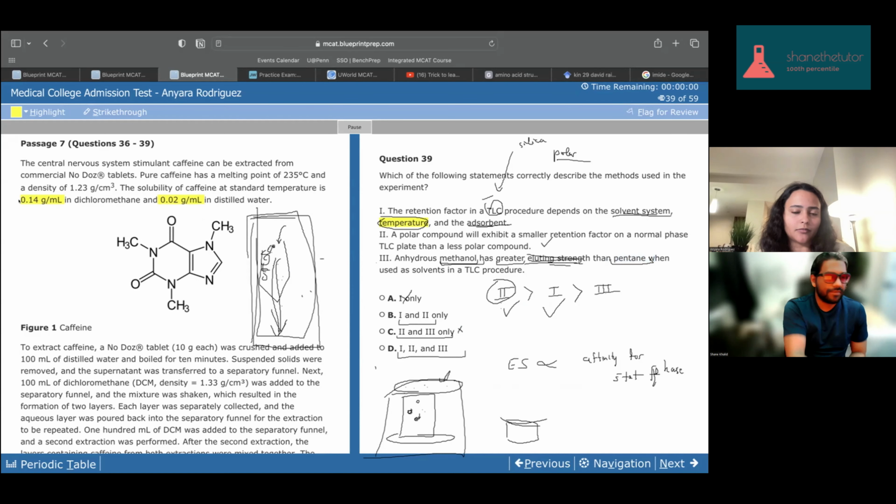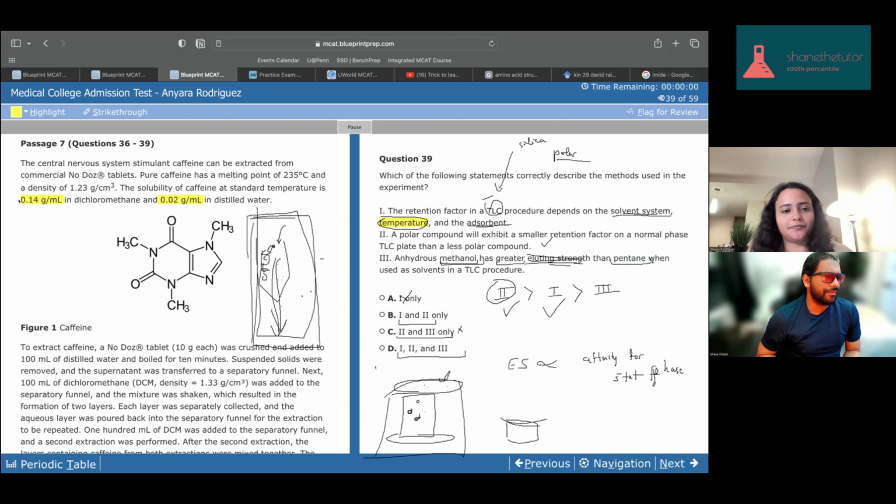You see figure one, you see a structure, identify functional groups. You see numbers, be aware of that. For example, the buzzwords here were separatory funnel, extraction, stuff like that, I would say.